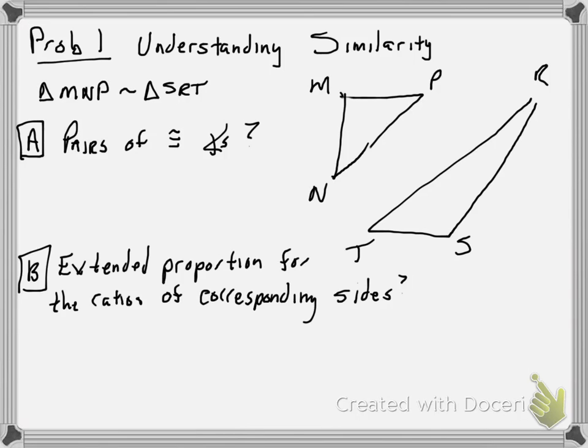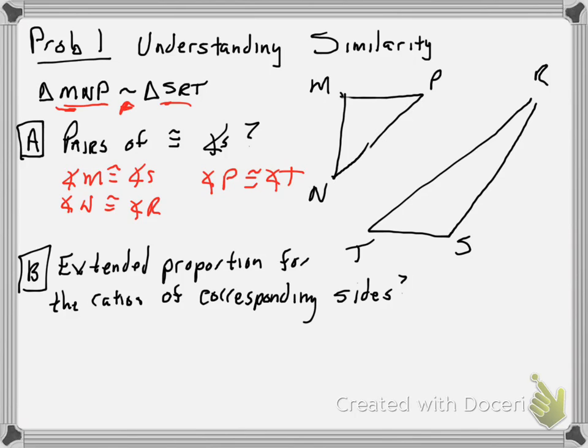What's nice about similarity is it's almost the same as congruency. When we talked before, it's all in the name. So for pairs of congruent angles, when we have triangle MNP is similar, that little sign right there means similar, to triangle SRT, I can say angle M is congruent to angle S. Why? Because they match up. Now I could look at the picture, but just look at the name. M and S match. Angle N is congruent to angle R, and angle P is congruent to angle T.